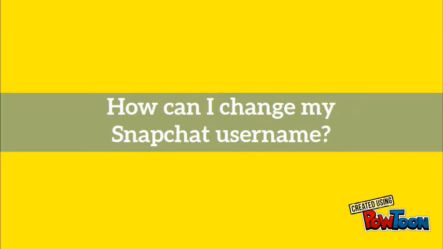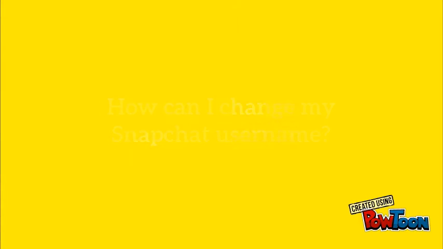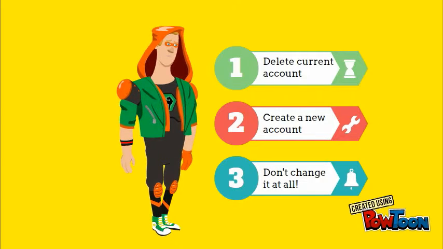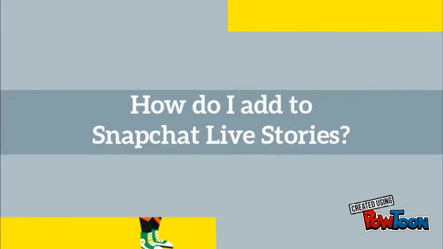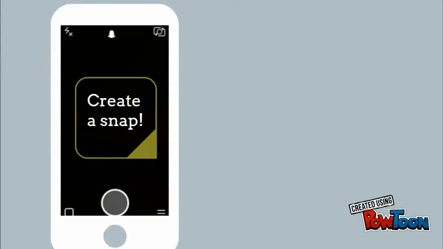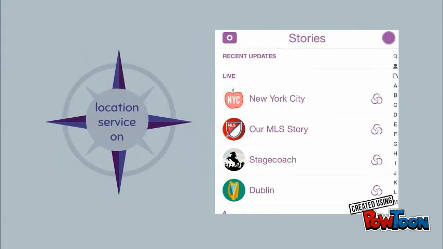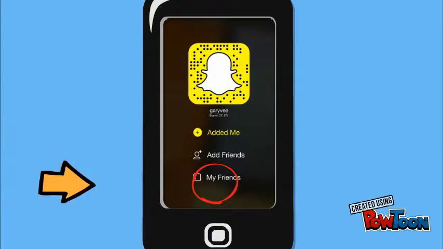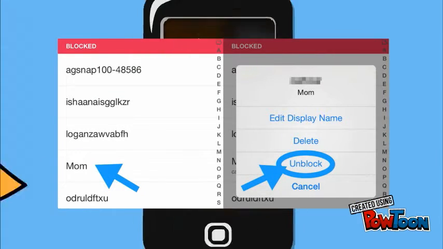The next question is, how can I change my Snapchat username? Currently, there is no possible way to change your Snapchat username. The only way you could do it is if you delete your account and make a new one. How do I add to the Snapchat live stories? You can record a normal video like you usually do, but instead of clicking My Story, click on Live Stories. But your location setting must be turned on to post live. How do I unblock someone on Snapchat? To unblock someone, you can do the same steps as blocking someone, but instead of blocking them, you unblock them.